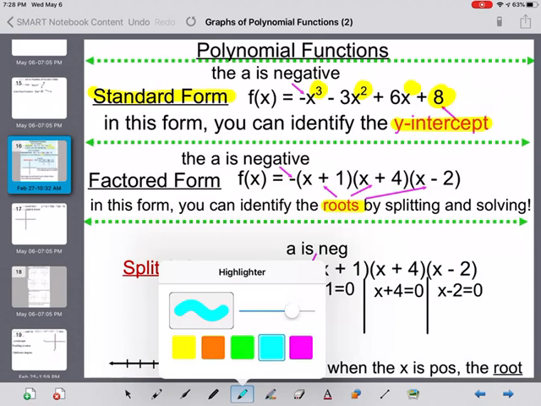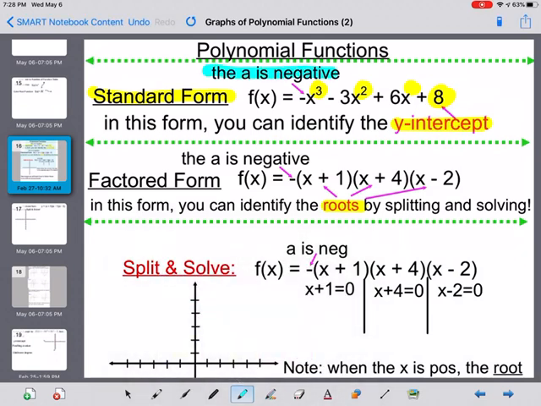Also, let's note that the a value in this case is negative. That means that the right side of the graph is going to go down. So whatever that graph is, let me erase that, sorry. The right side over here is going down because it's negative. Okay, and then the y-intercept would cross at 8.